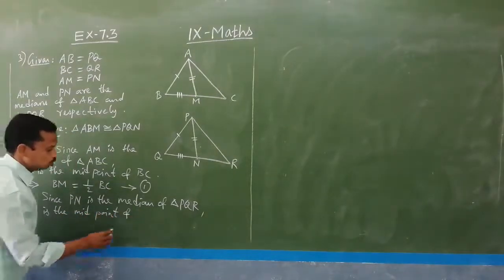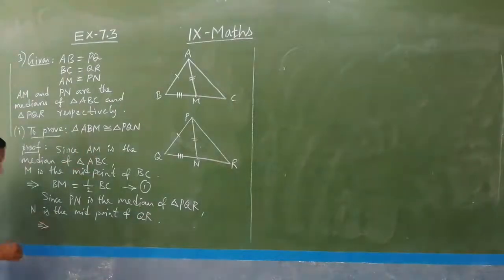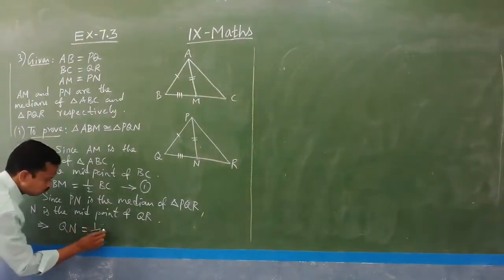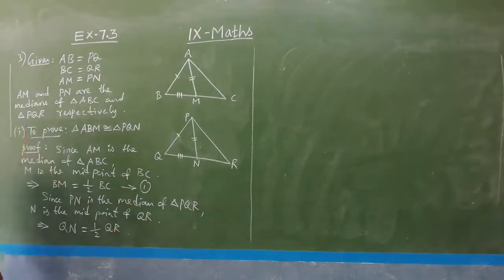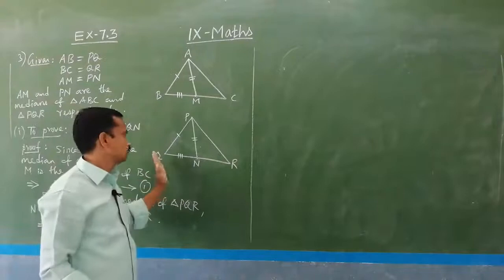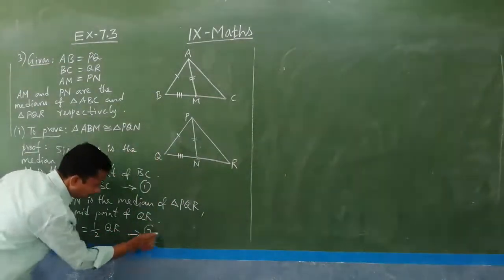Midpoint of QR. Okay. Now we have QN is equal to half of QR because this is the midpoint. So QN is half of QR. So let it be equation number 2.